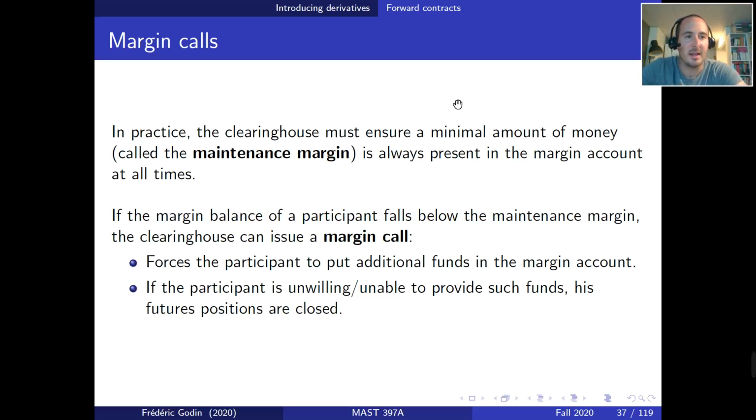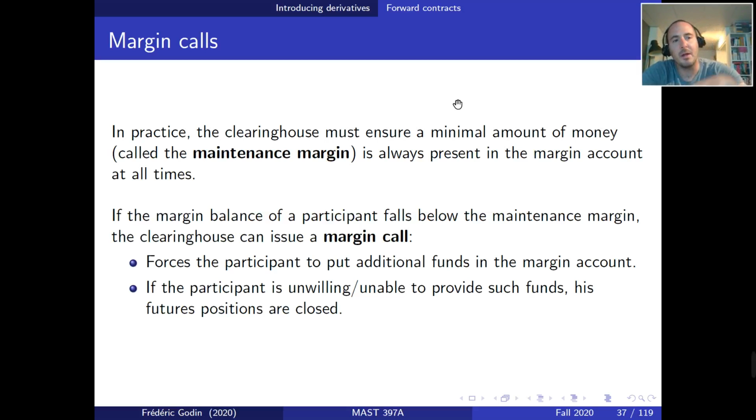Okay, so in practice, the clearinghouse, which processes payments between the counterparties of a futures contract, must ensure that at all times there's a minimum amount of money left in the margin account. Okay, because if there's no money left and some counterparty has a payment to do to another one, then the initial party will not be able to do the payment. So the clearinghouse ensures that at all times there's a minimum amount of funds in the margin account of each counterparty. So this minimum is called a maintenance margin.